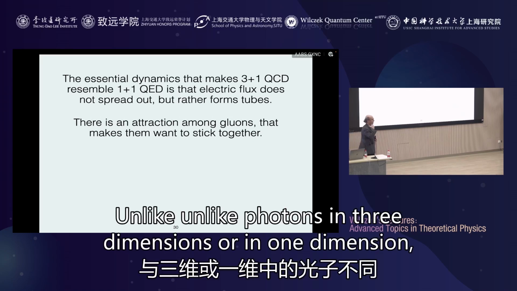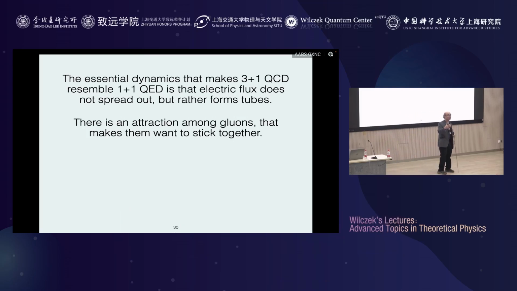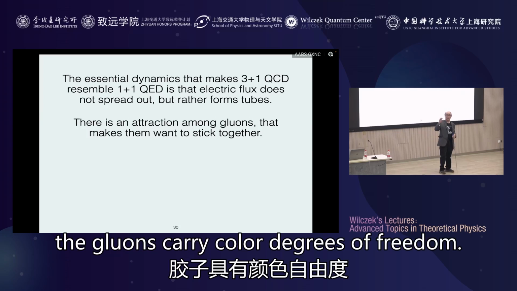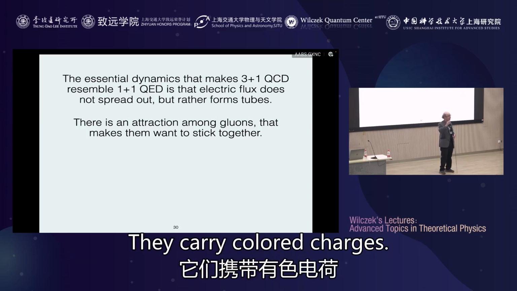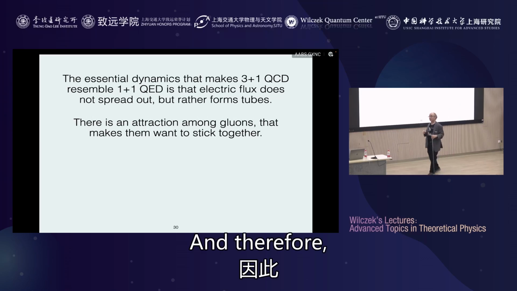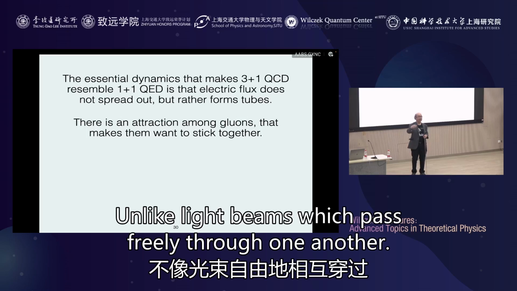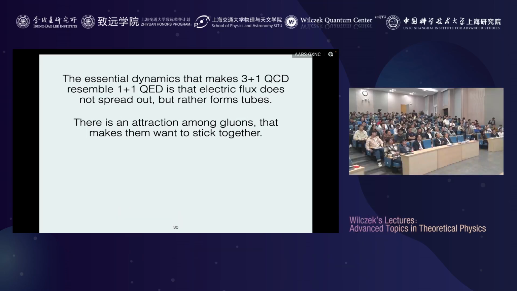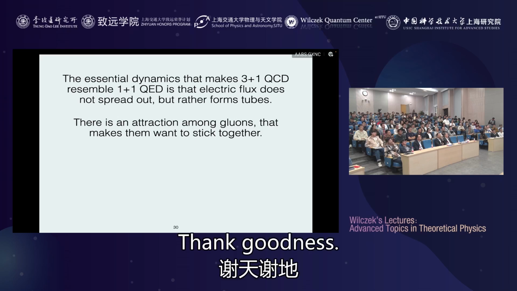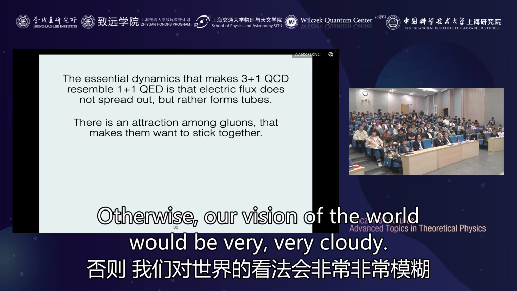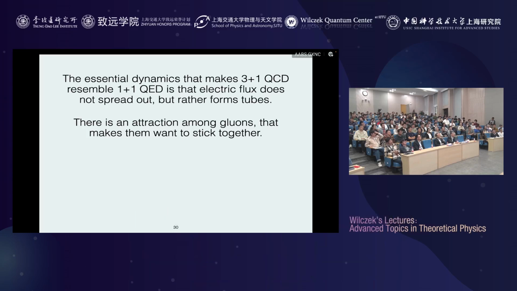See, unlike photons in 3 dimensions or in 1 dimension, the gluons carry colored degrees of freedom. They carry colored charges, and therefore they are interacting with each other. Okay? Unlike light beams, which pass freely through one another. So thank goodness, otherwise our vision of the world would be very, very cloudy.